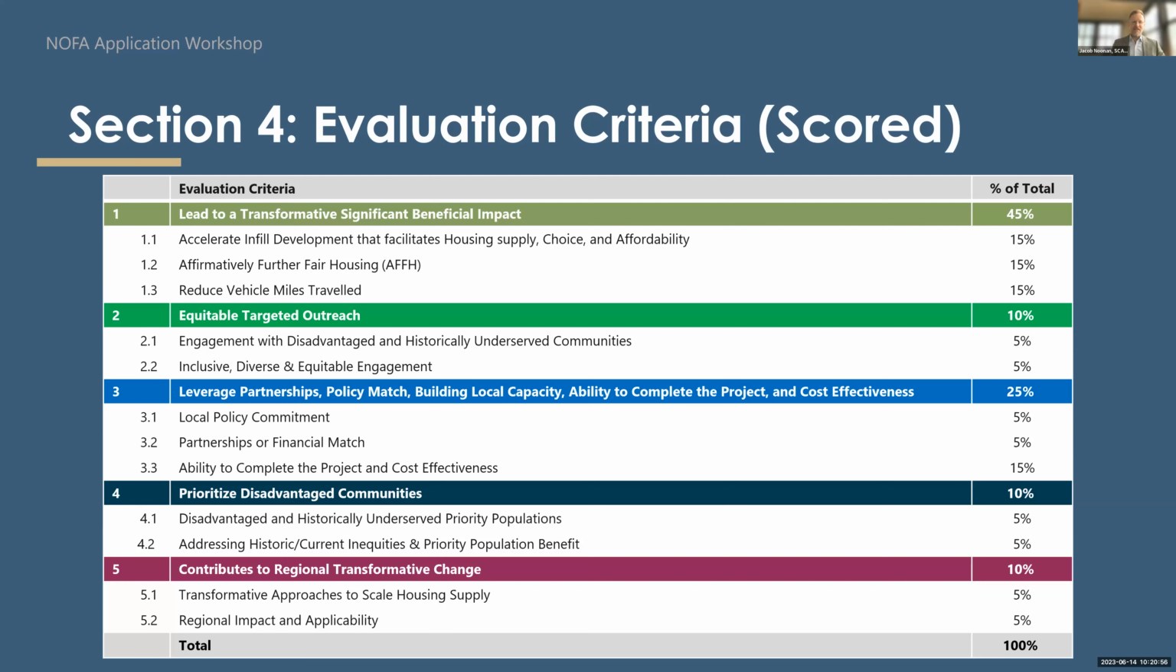So that being said, a little overview of our evaluation criteria. We are scoring these applications out of 100. You'll see that about 45% of the evaluation is based on the project's ability to lead to transformative, significant, beneficial impact. There's about 10% on equitable targeted outreach. There's 25% on how the project could leverage partnerships, policy matches, building local capacity, and then the ability to complete the project and cost effectiveness. 10% will be assigned to how the project meets and supports disadvantaged communities, and then 10% on how the project contributes to regional transformative change.